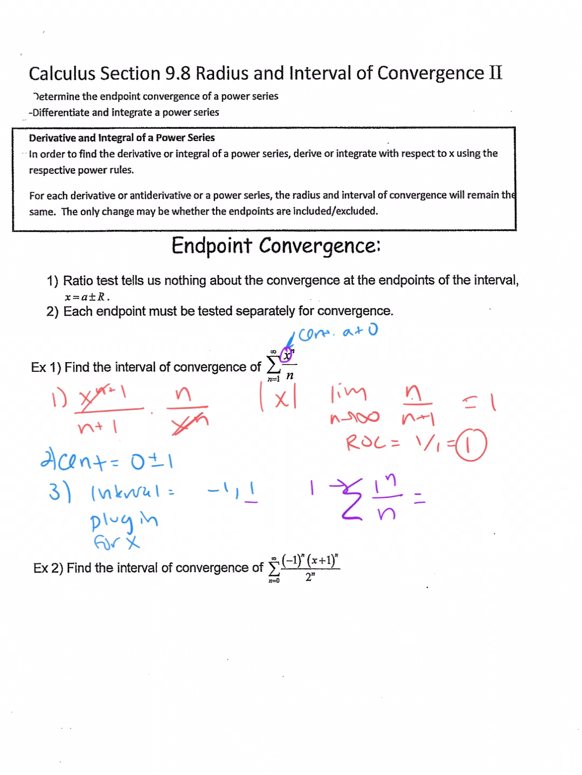So that series is the harmonic series, 1 over n. The harmonic series diverges. So since it diverges, we will put a parentheses around that endpoint.